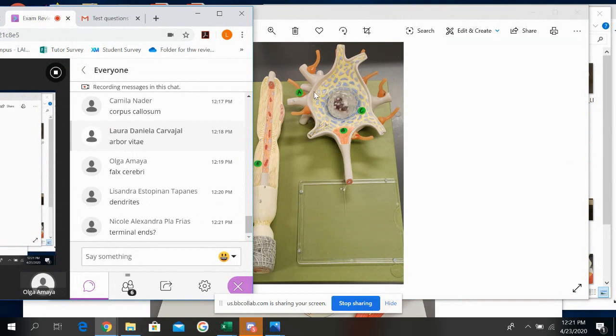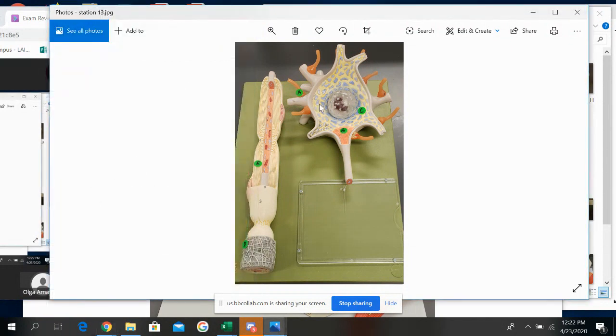What about the blue things inside? What are these called? Starts with an N. Two words. NB. Okay, let me help you out here. They're called Nissl bodies. Nissl bodies. And let me write that out for you. Nissl bodies. Basically, it's the Golgi apparatus of the axon.